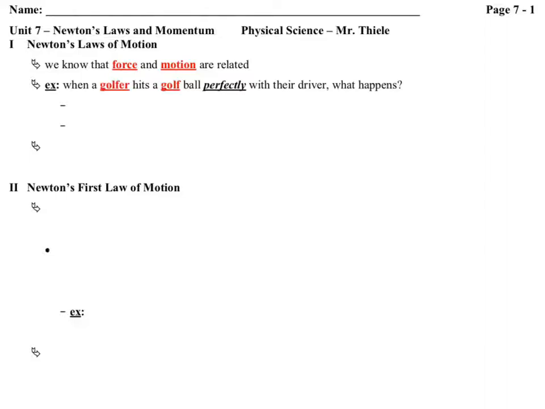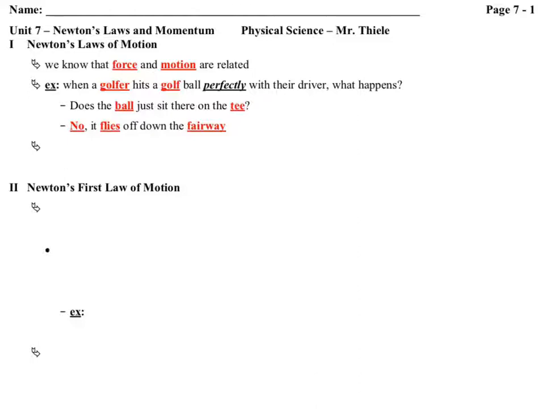So, for example, we could say when a golfer hits a golf ball perfectly with their driver, what happens? If you make a perfect golf shot, you hit the golf ball with your club, does the ball just sit there on the tee? And of course, the answer is no. If you're hitting a perfect shot, it's flying off down the fairway.